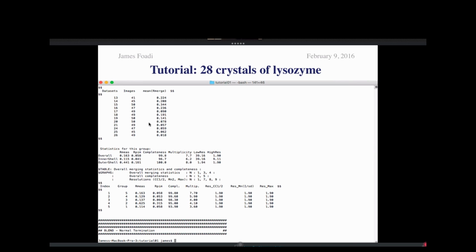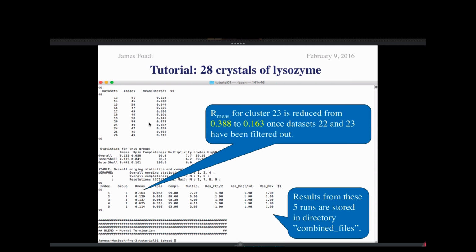Here, Blend has been executed 5 times in combination mode. You can easily appreciate that the R-merge for cluster 23 dropped from 0.388 to 0.163 once datasets 22 and 23 were eliminated. Results from all runs in combination mode are progressively stored in the directory combined files, together with the merging statistics.info file to rapidly check all overall statistics.